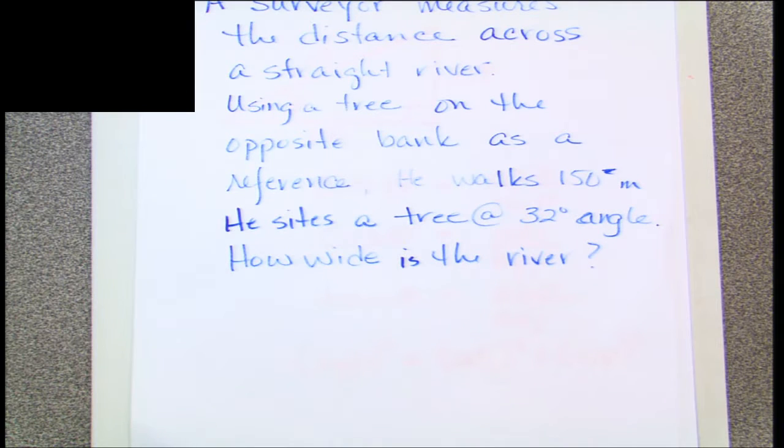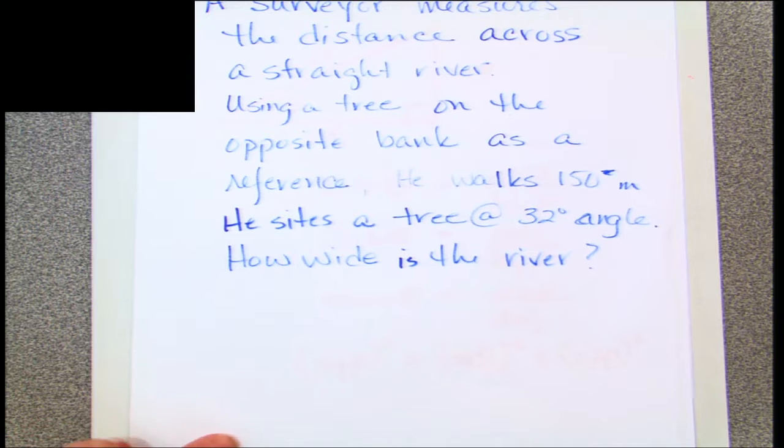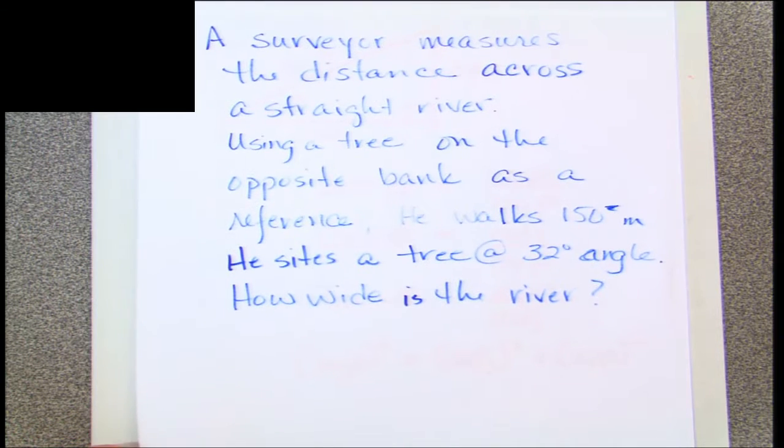And we've got, using a tree as a reference on the opposite bank, walks 150 meters, and he sights the tree at a 32-degree angle. Question is, how far across the river is it?